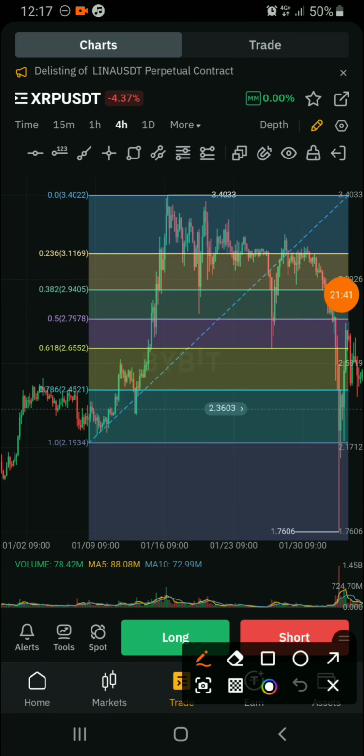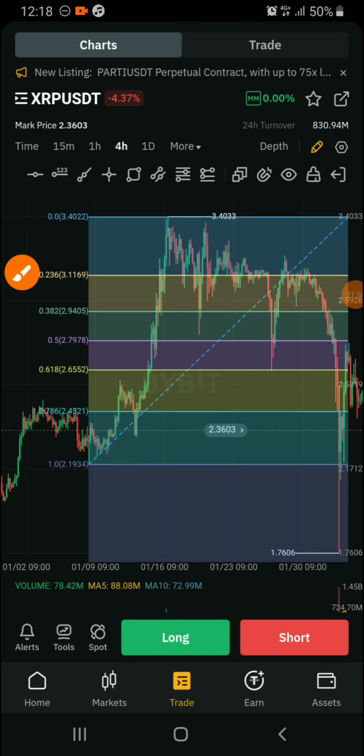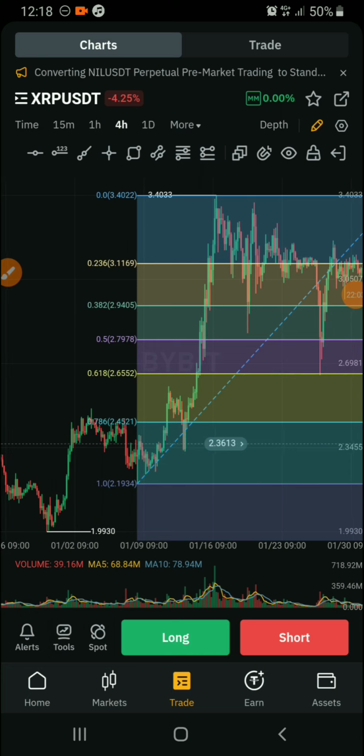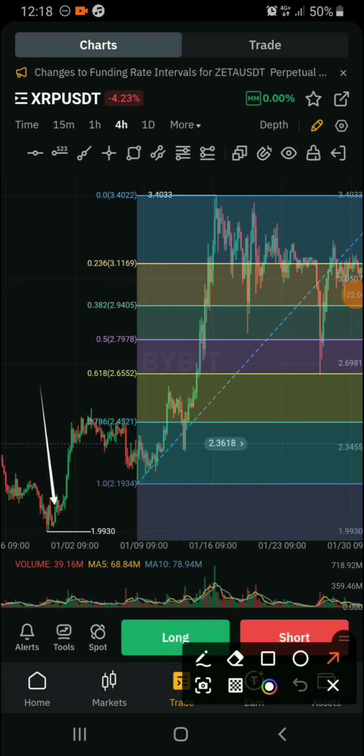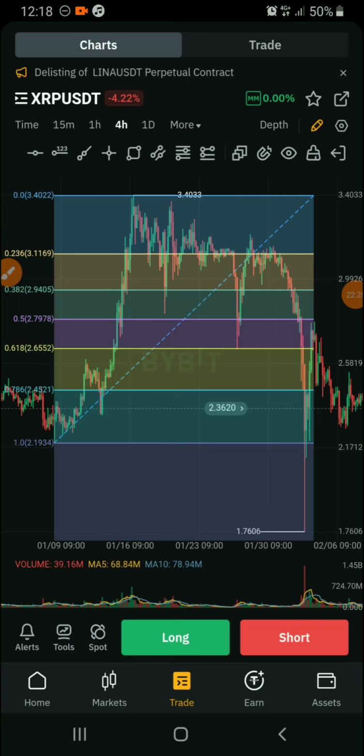So guys, this is a chart of XRP USDT on a 4 hours time frame. As you can see, this is our recent swing low. Bybit has identified it for us right here, 1.9930, and then our recent swing high is somewhere around the corner, somewhere here. The market went up and then went to this swing high. Let me indicate it for you.